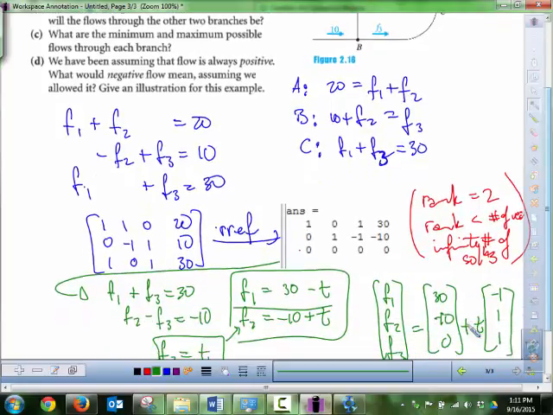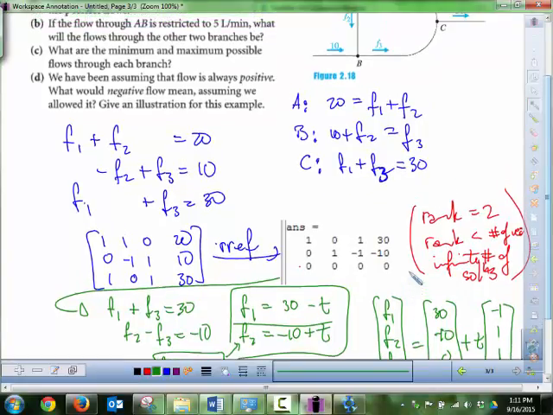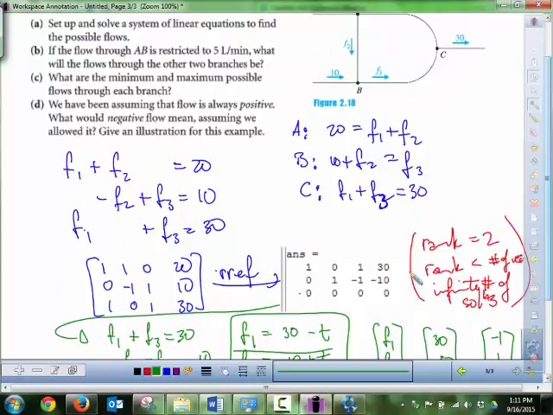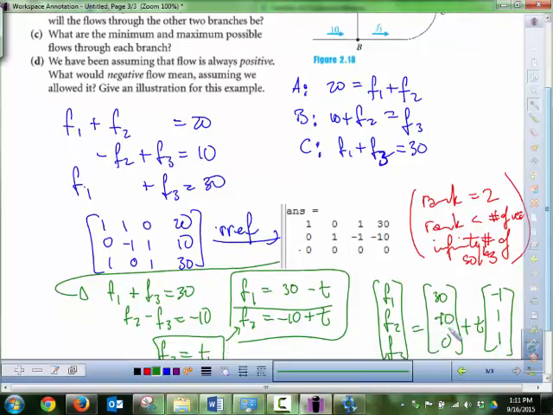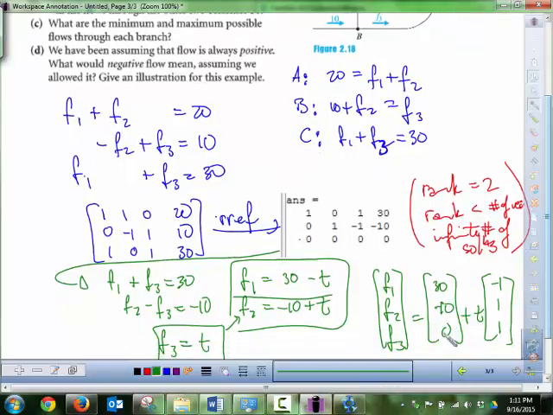If you let t is equal to 0, for example, we can have F1 flow at 30 liters per minute, and F2 go backwards. That's weird. Backwards flow for F2 of negative 10 liters per minute, and then actually just shut off F3, because I'm doing this when t is equal to 0, for example.